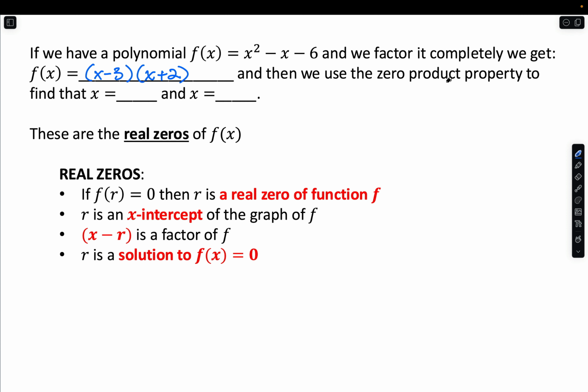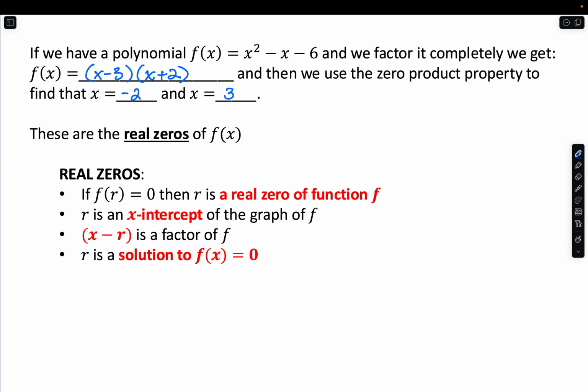And then we'd use something called the zero product property. The zero product property basically says if you have two numbers that multiply to be 0, then either A equals 0 or B equals 0, or both, because that's the only way that you can multiply two numbers to get 0. And so with that, if this whole thing is equal to 0, then we know that either x minus 3 is 0 or x plus 2 is 0, and we would find that the zeros of this polynomial would be x equals negative 2 and x equals 3. These two numbers represent the real zeros of f.